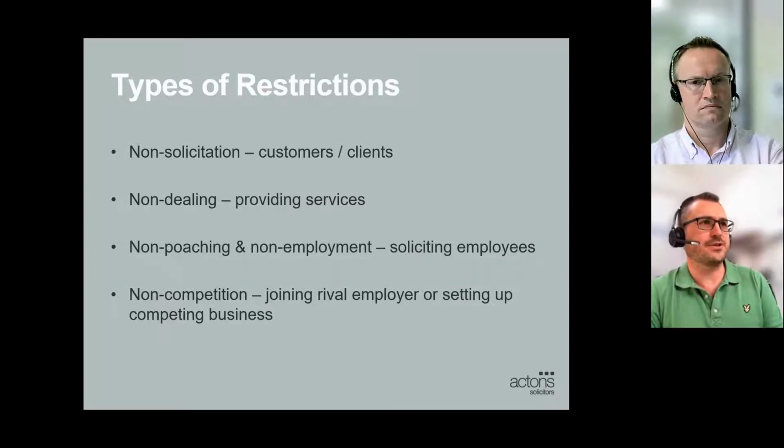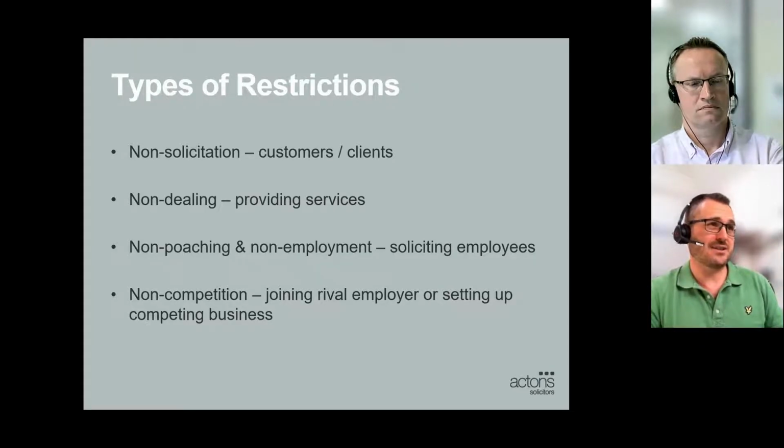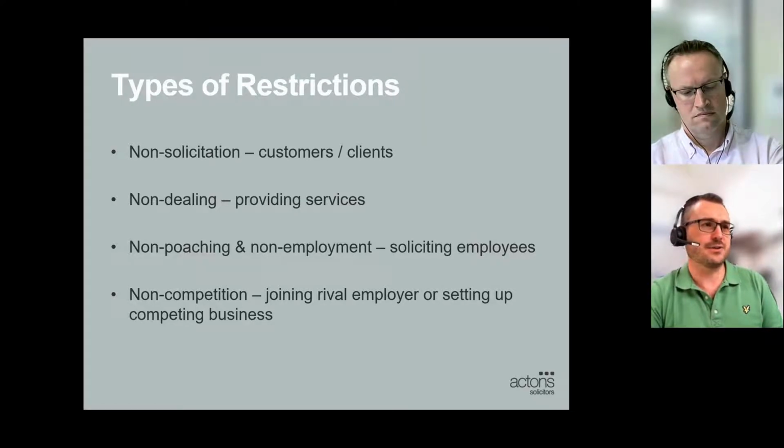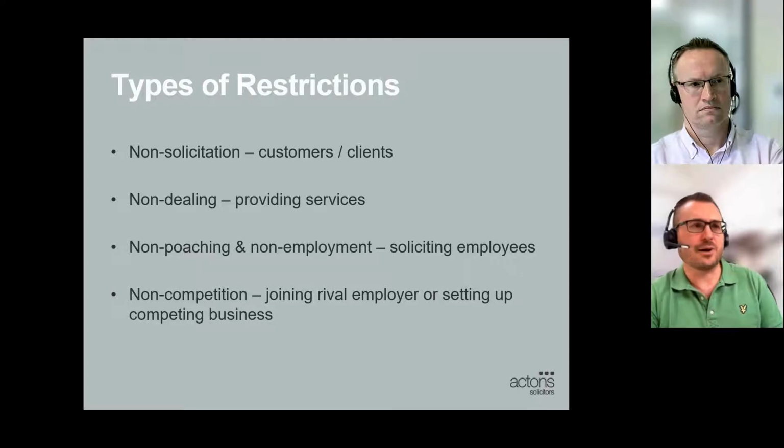Then in terms of the types of restrictions that we might put in place, this slide just covers those, and hopefully you'll be familiar with some of them. Non-solicitation is essentially not pinching customers and clients from your old employer. Non-dealing is not providing services to those customers or clients that you perhaps worked with previously. Then we have non-poaching and non-employment, which is essentially not pinching employees or employing them, even if you didn't pinch them. You could have a restriction on them being employed in the new business too. And non-competition is pretty obvious: not joining a rival employer or setting up a competing business. So they're generally the types of restrictions that we see, and that seek to protect those different scenarios where you want to prevent your ex-employee doing certain things.